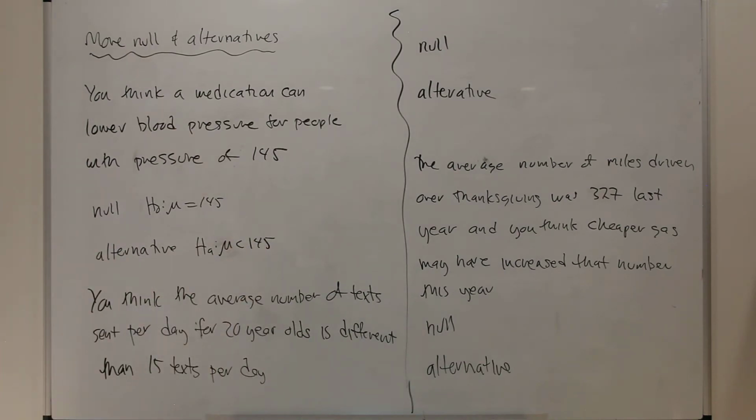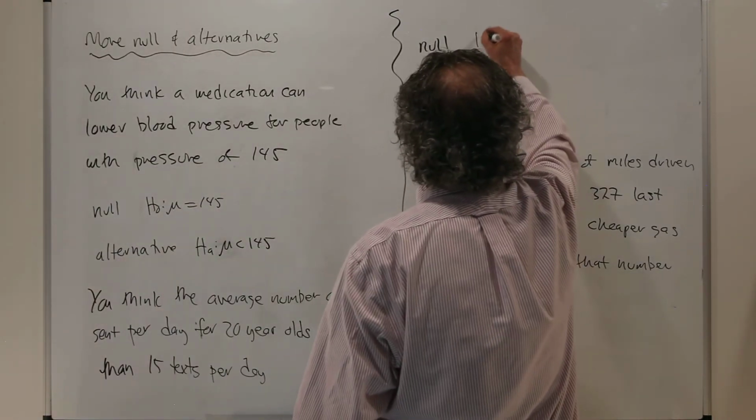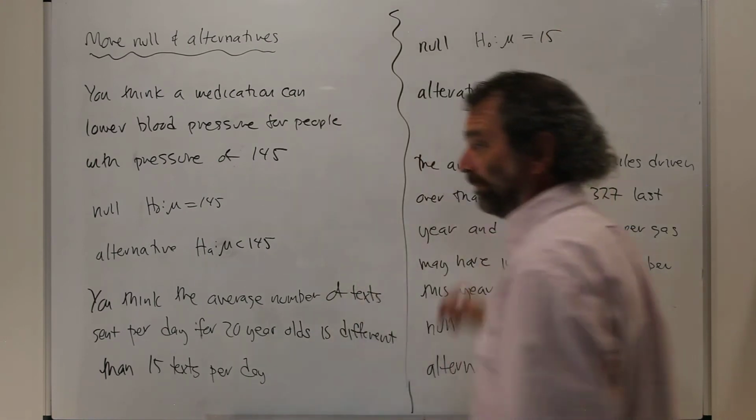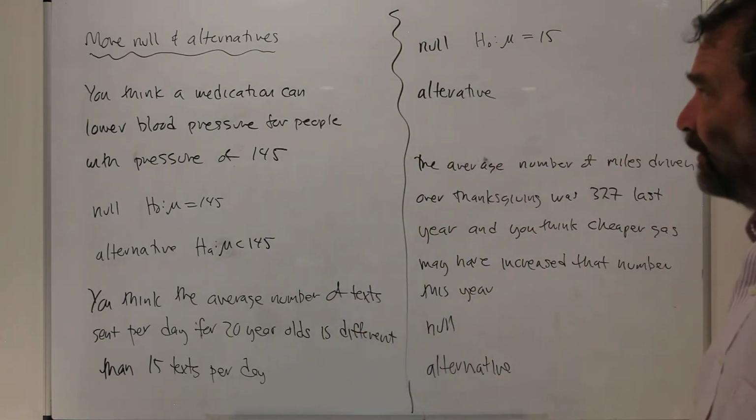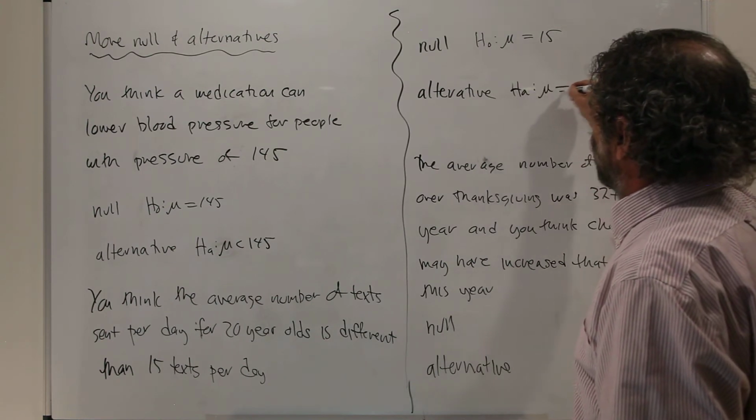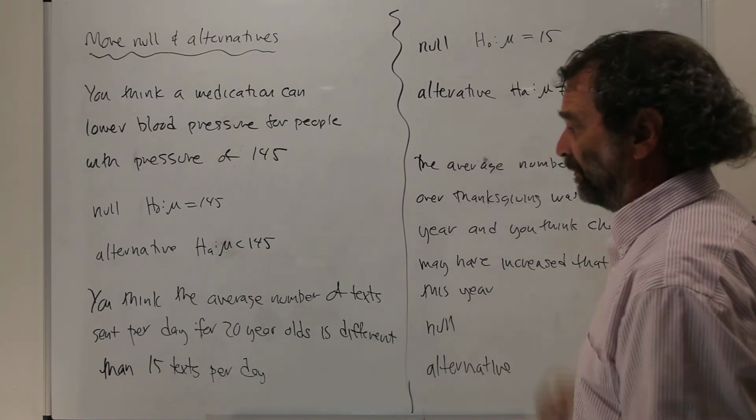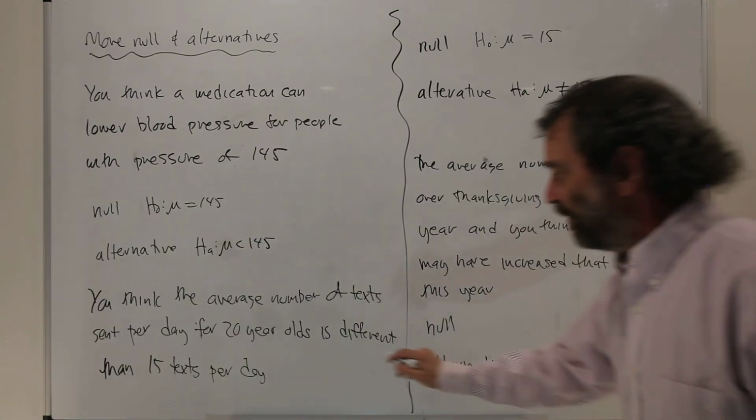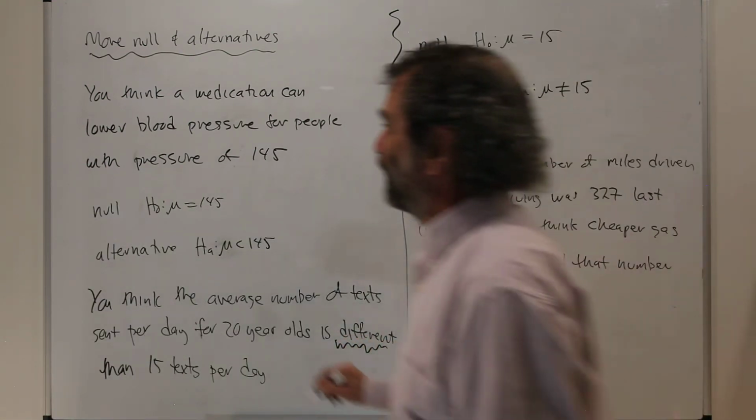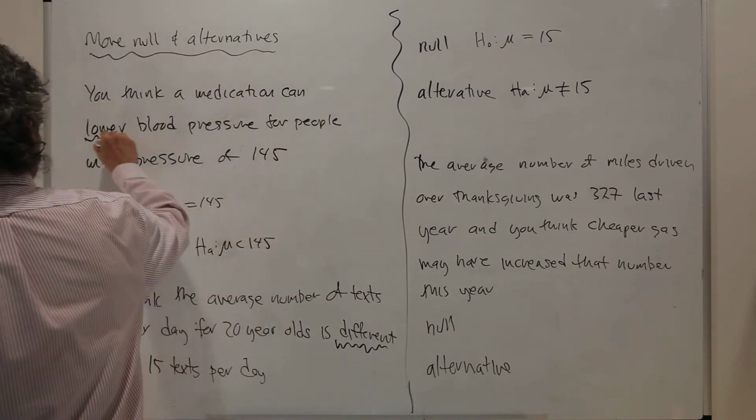You think the average number of texts sent per day for 20-year-olds is different than 15 texts per day. The null hypothesis then would be H0, the mean is 15. And the alternative is the mean is not equal to 15. The key word here is different. And the key word here is it'll lower the blood pressure.